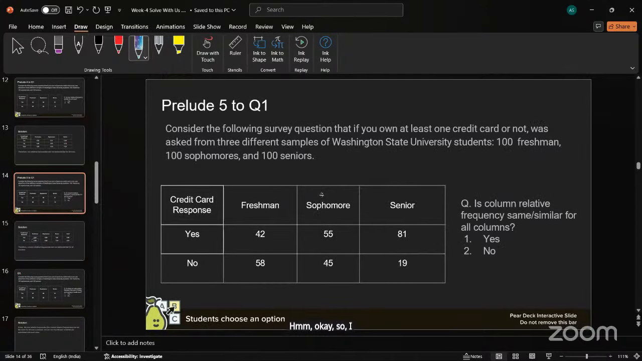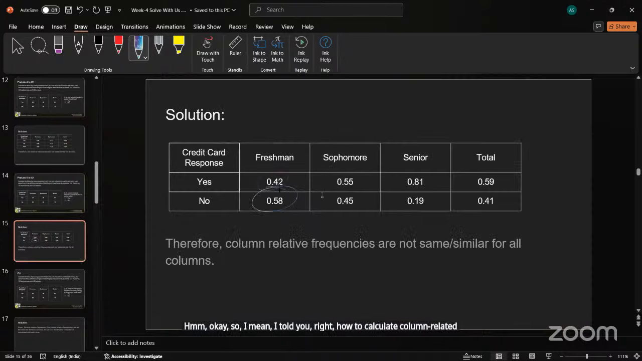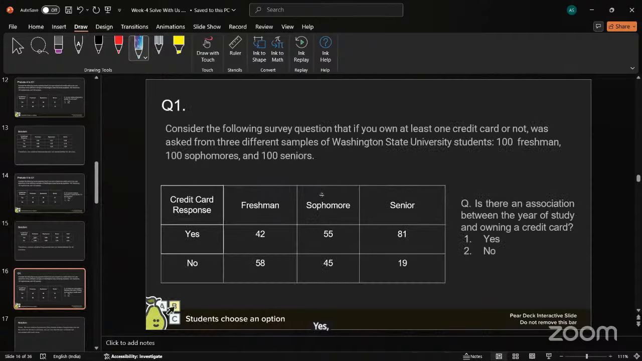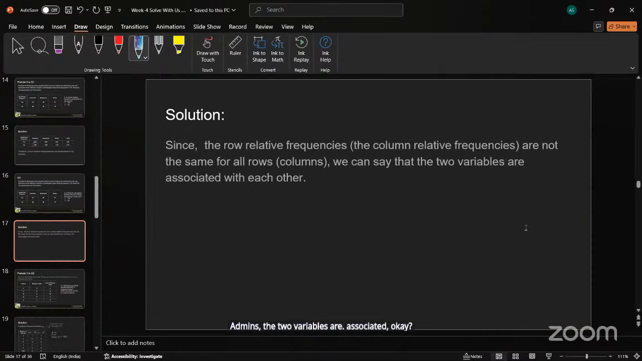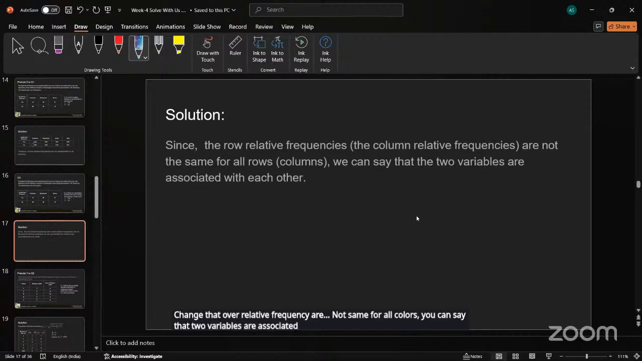I told you how to calculate column relative frequency. Now, is there an association between the years of study and owning a credit card? We saw that the row relative frequencies are different. If they are different, that means the two variables are associated. Since the row relative frequencies are not the same, we can say that the two variables are associated with each other.